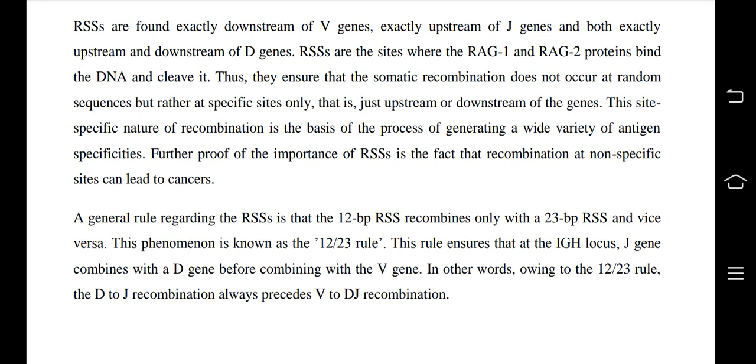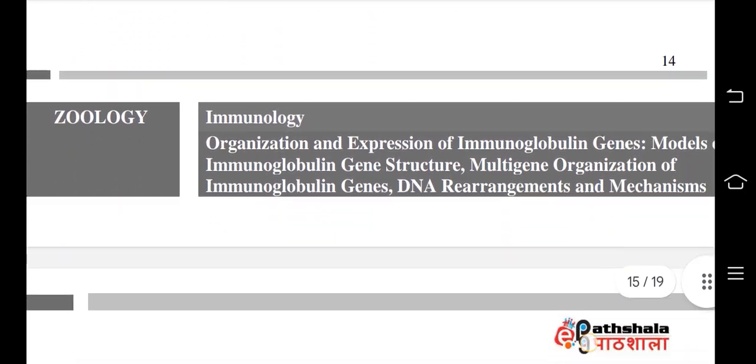So a general rule regarding the RSS is that the 12 bp RSS recombines only with the 23 bp RSS and vice versa. This phenomenon is known as the 12 to 23 rule. This rule ensures that in the IgH locus, the J gene combines with the D gene before combining with the V gene. In other words, owing to the 12 to 23 rule, D to J recombination always precedes V to DJ recombination.